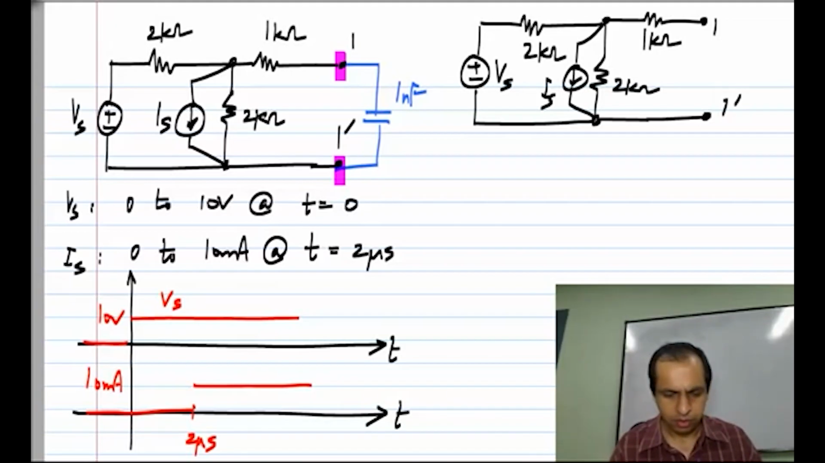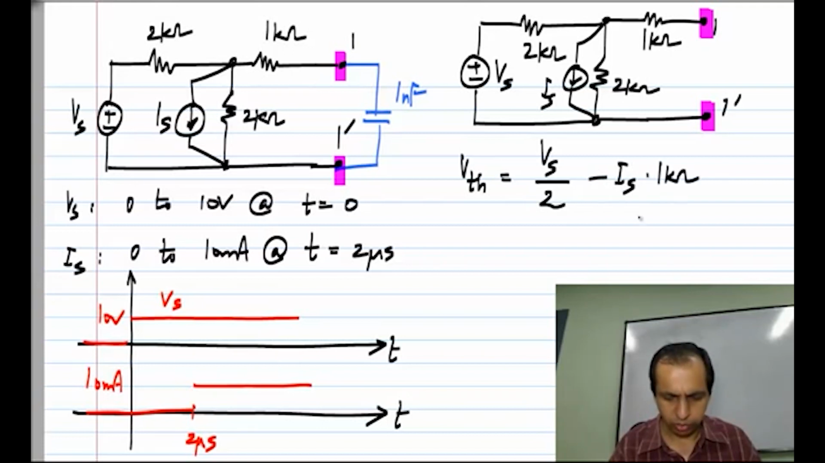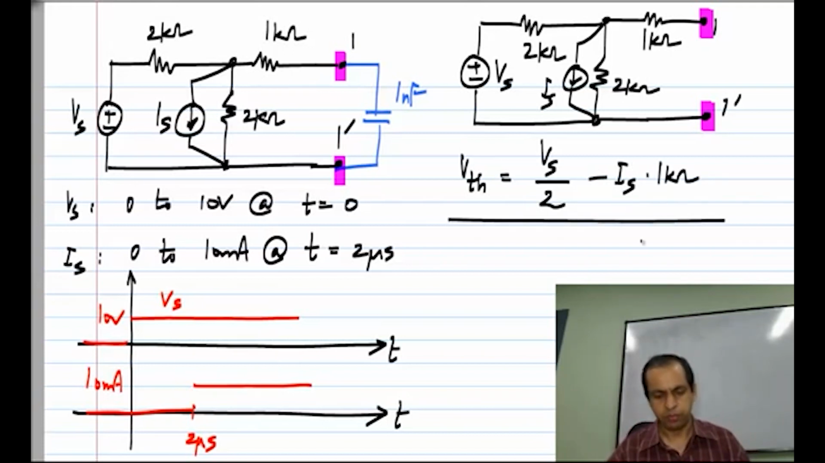Now again I will not show the details of calculating the Thevenin equivalent voltage, that you can do quite easily, and you will see that the voltage between 1 prime when it's open circuited, in other words the Thevenin voltage, will come out to be Vs divided by 2 minus Is times 1 kilo ohm. So that's what it is going to be.